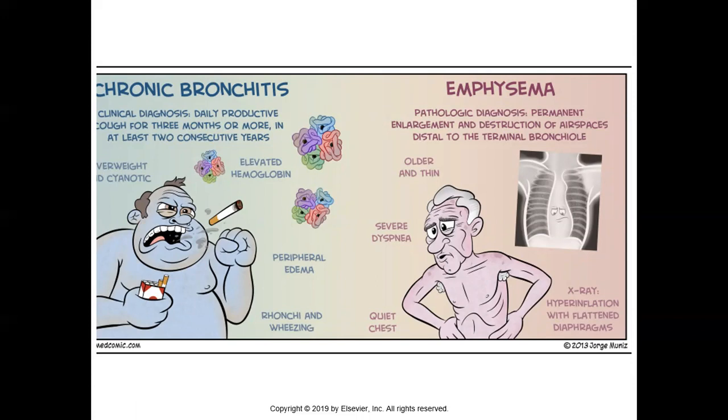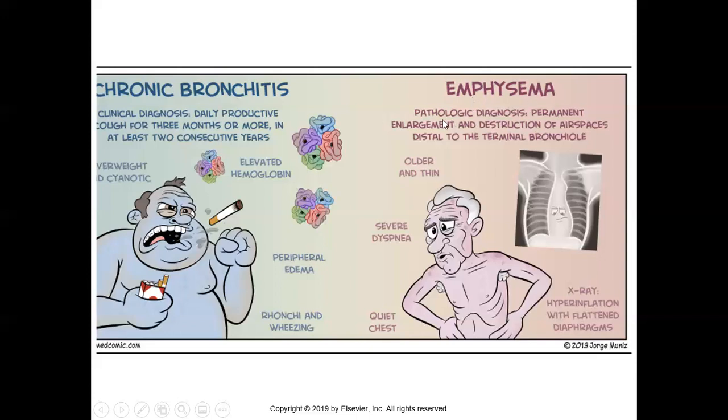What is the difference between these two? Chronic bronchitis is a clinical diagnosis of daily productive cough for 3 months or more, in at least 2 consecutive years. The patient may be cyanotic, with blue discoloration, elevated hemoglobin level, and peripheral edema is more common. With bronchitis, we find rhonchi and wheezing as added sounds, and a smoking history.